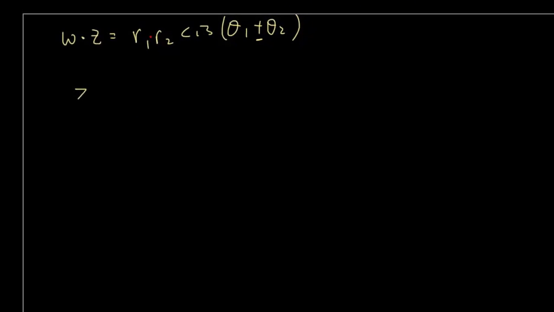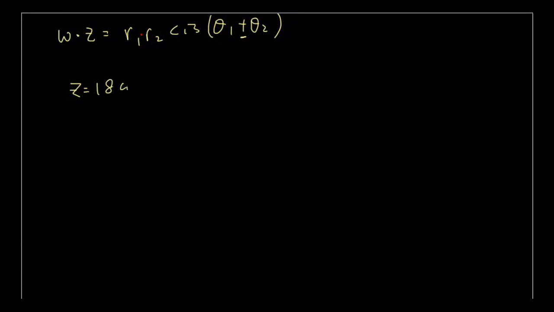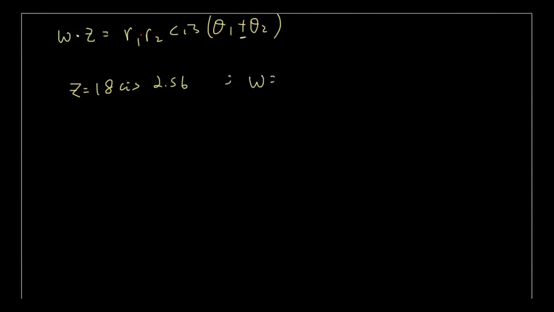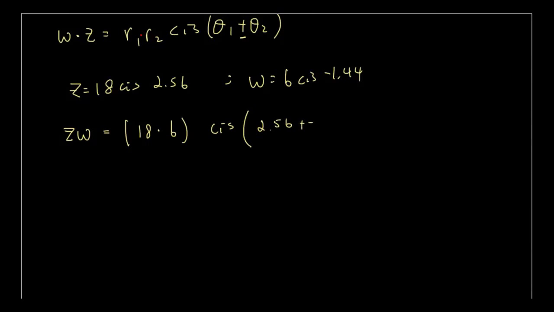Let's say we have z equals 18 cis of 2.56 radians, okay? And w equals 6 cis negative 1.44, right? So zw is equal to 18 multiplied by 6 cis and then plus the angles together. So that's 2.56 plus negative 1.44. So that'll be 108 cis 1.12.